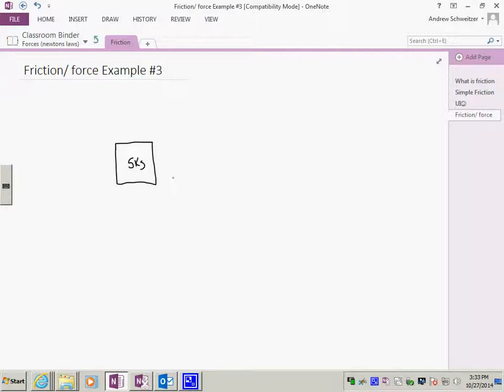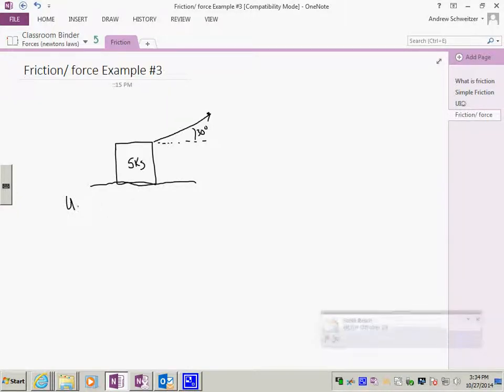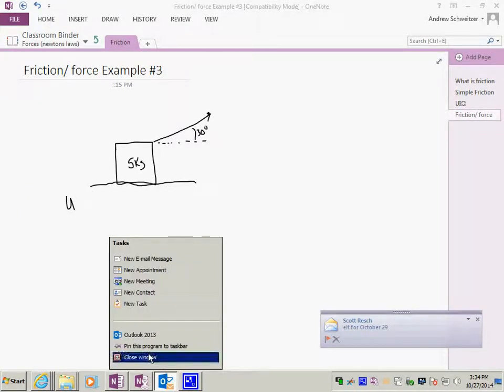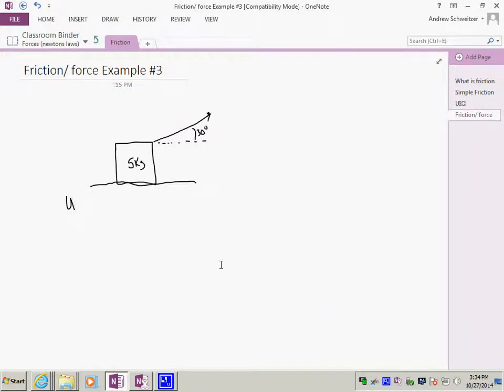And rather than push the box, we're going to pull the box with a rope, at an angle here of about 30 degrees. Okay, so the box is sitting on some surface. It's a rough surface, so it's got a coefficient of friction equaling, let's go with 0.5. And our overall question here is, what is the acceleration of the box? I'm going to put a 50 Newton force on this box.